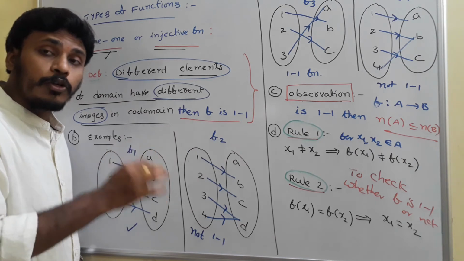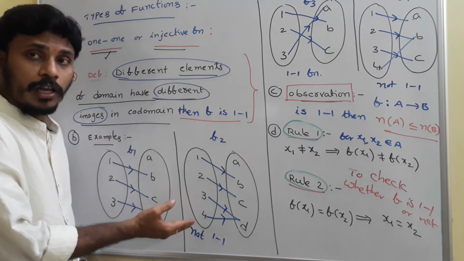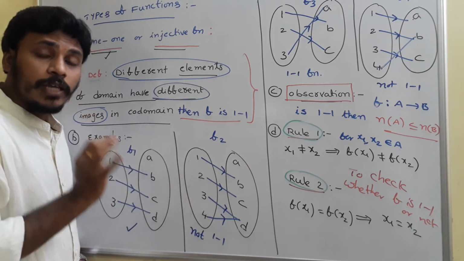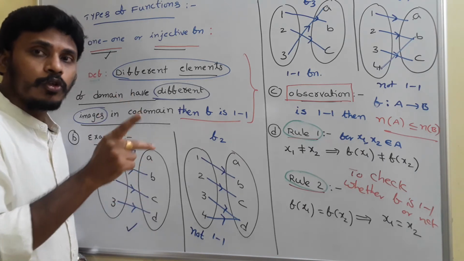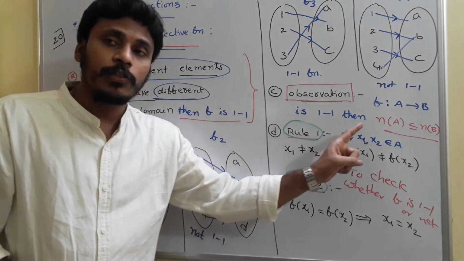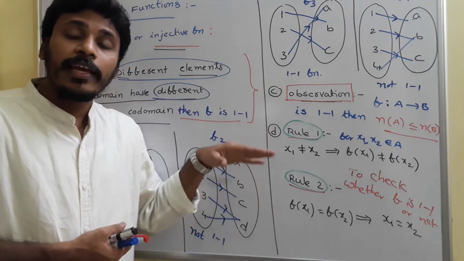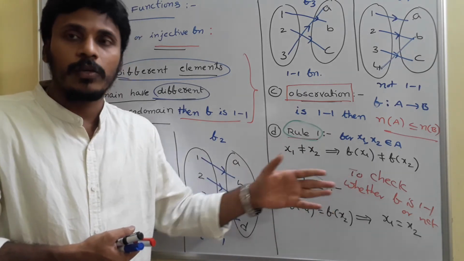If you are not able to say 3 and 4 are equal, then it is not one-one. Here 3 and 4 are not equal, we know it, right? And that's why it is not a one-one function. So to check whether a function is one-one or not algebraically, we have two rules. Rule 1 is x1 not equals to x2 implies f of x1 is not equals to f of x2, whereas rule 2 is f of x1 is equals to f of x2 implies x1 is equals to x2.